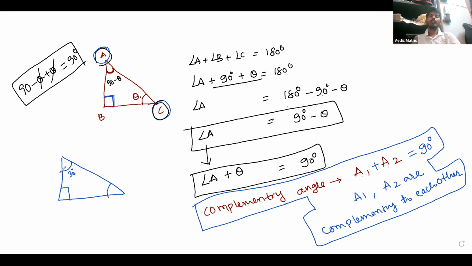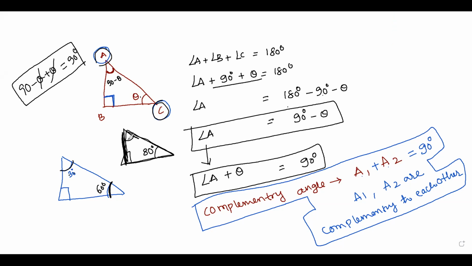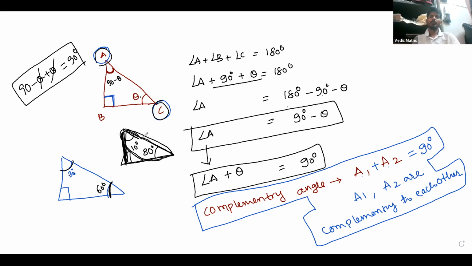So here I have taken 30, then what is the value here? Sir, 60. Yes, it is 60. Why? Because if you add together, then the sum is 90. Suppose this is a 90 degree. Suppose here I have taken 80 degrees here, then what is the angle here? 10 degrees. Because these two are complementary, that means their sum should be 90. You can see.